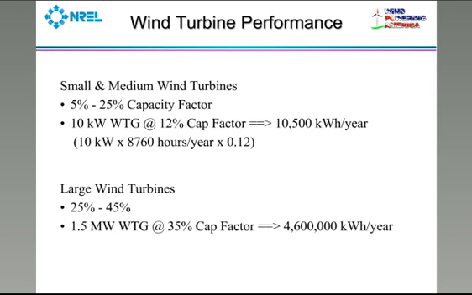So for large wind turbines, typically we see in the U.S. capacity factors of 25 to 45%. And the reason is that these turbines are placed in the very windiest sites. They're placed on very tall towers, and they're designed to eke out every last kilowatt hour out of the wind.